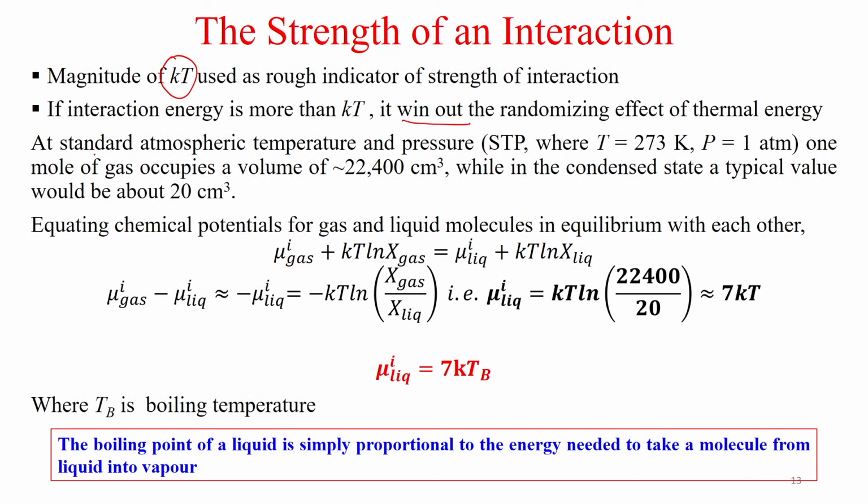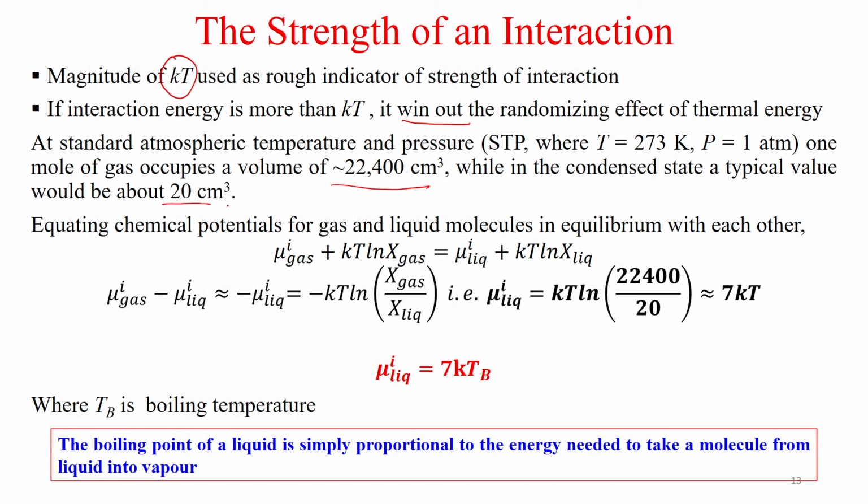So, let us say at standard atmospheric condition, STP, 273 degree Kelvin and 1 atmospheric pressure, 1 mole of gas occupies 22,400 centimeter cube. This is its volume, but if you are going to condense it into the liquid phase because of some intermolecular interactions, its volume reduces to 20 centimeter cube. Now, let us equate its chemical potential between the gas phase as well as the liquid, with the gas molecules and the liquid molecules in equilibrium.